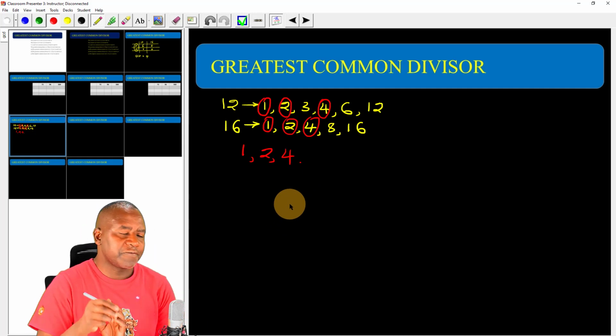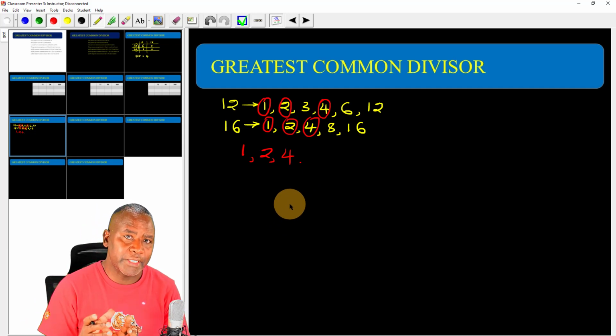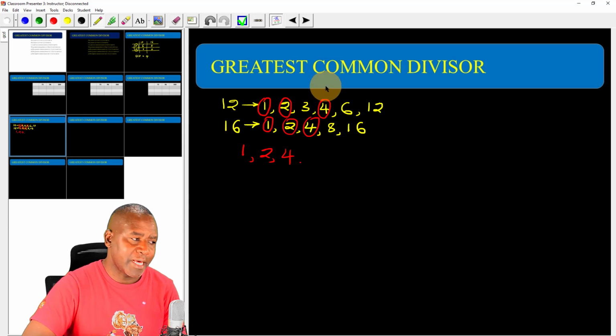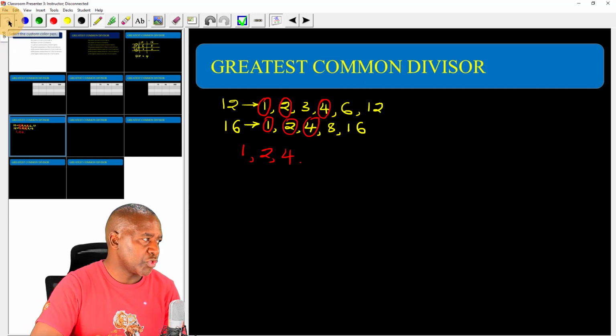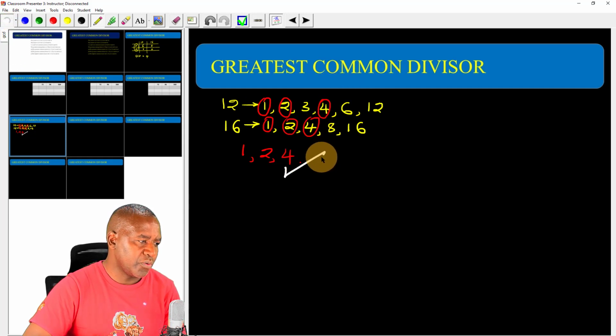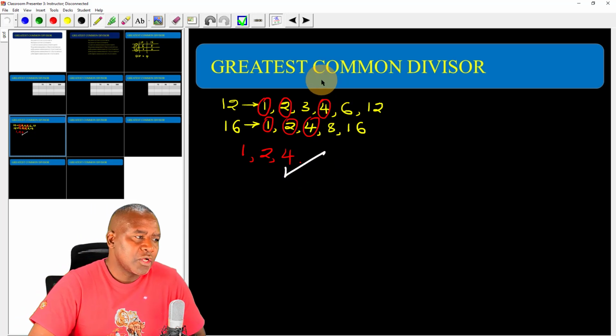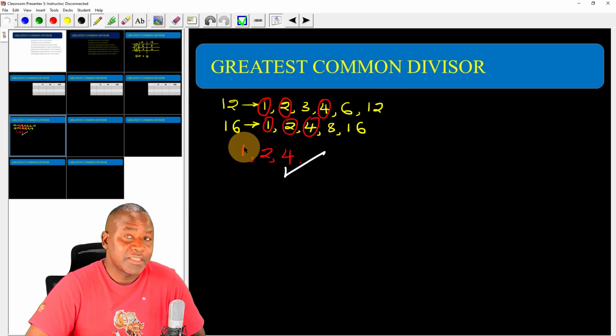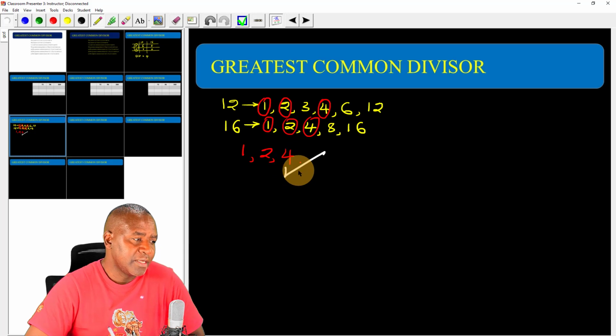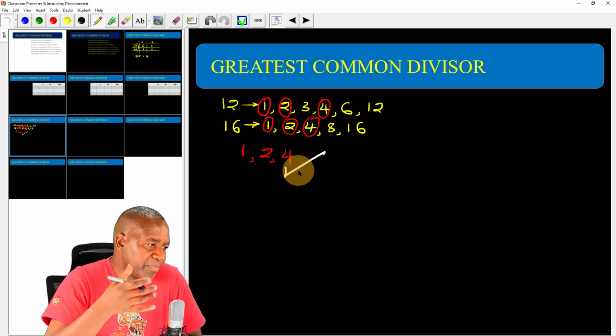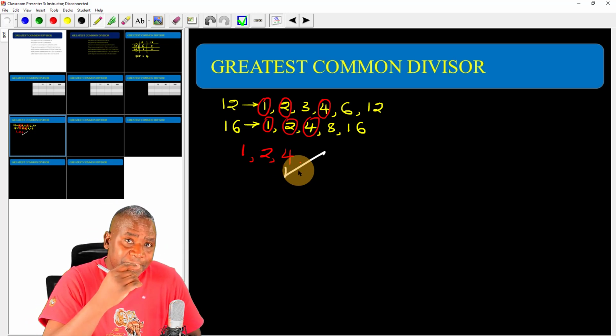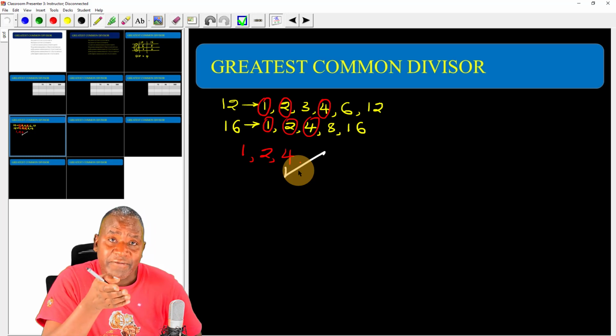Now, which of these factors has the greatest value? Of course, it is the number 4. So we are going to say that 4 is the greatest common divisor of 12 and 16. By greatest common divisor, we mean that number which is a factor of both numbers, but it has the greatest value. Remember what we mean by factors of a number.